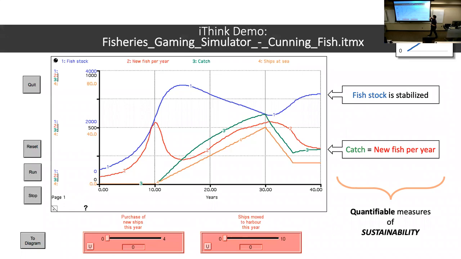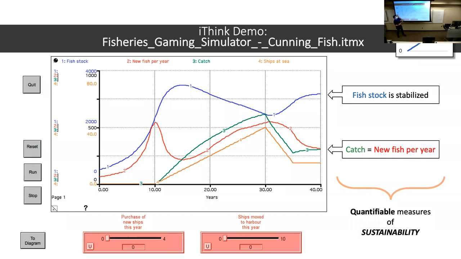So here, they even left the number of ships following the exact same pattern as before. And what we end up seeing here is that the catch line 3 per ship immediately starts tapering off. And so the difference between line 3 and line 2, the catch, the outflow, and the number of new fish per year, the inflow, is always pretty close. And so this fish stock doesn't decline quite so much. And yet as it's declining, even though it's not declining that much, the catch per ship is declining because of this cunning fish model.